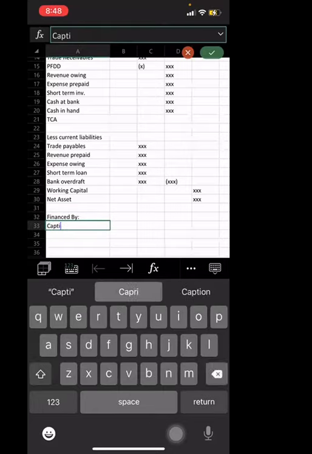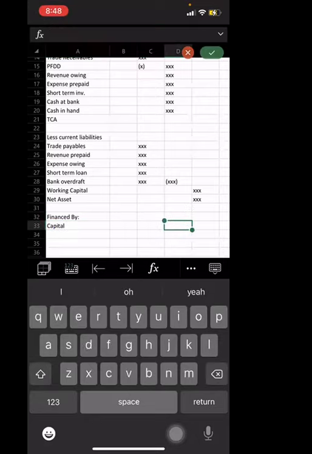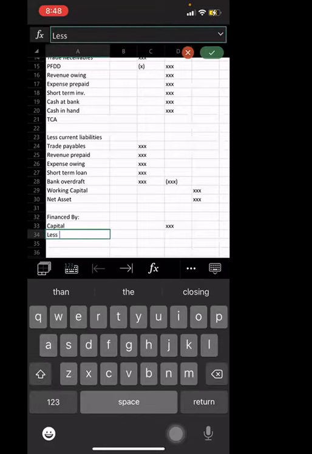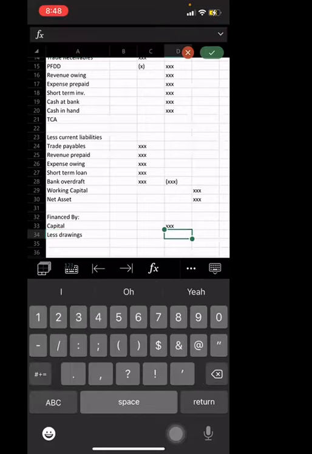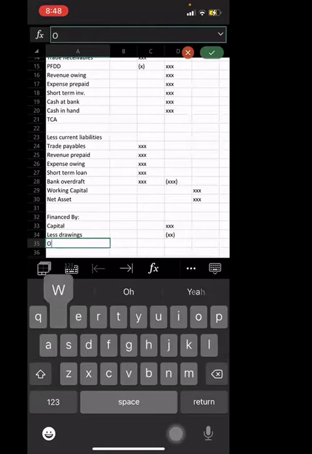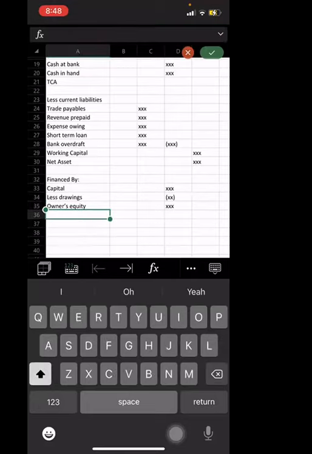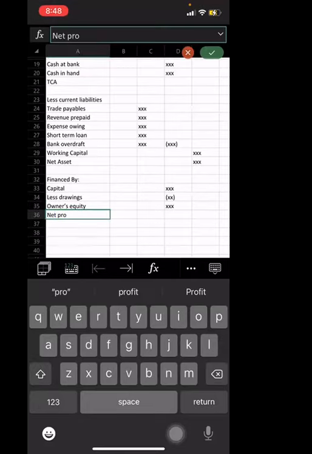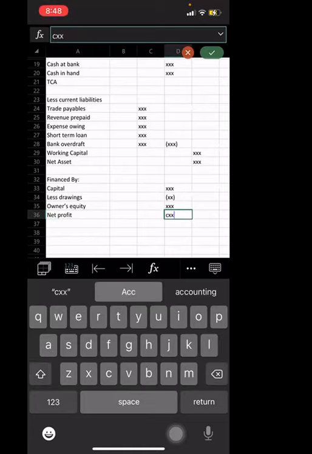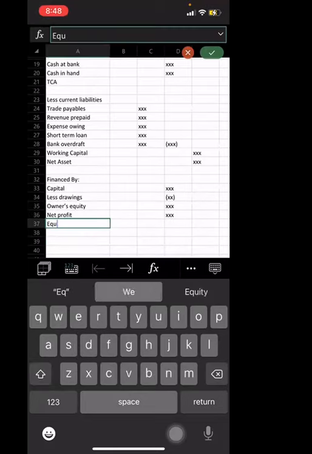We have capital. We have our capital here. Then less drawings. We have drawings figure here. All right, that gives us owner's equity. Then we add net profit or firm's equity. And that will give us total equity. So total equity or equity.